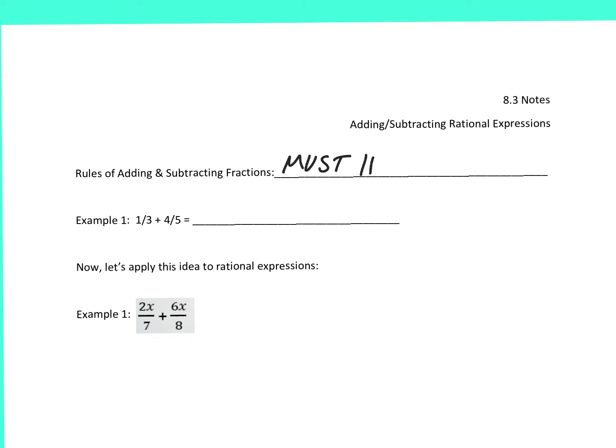Must have a common denominator. That is the rule. So again, we didn't have to do that for multiplication and division, but we've got to do it for addition and subtraction.